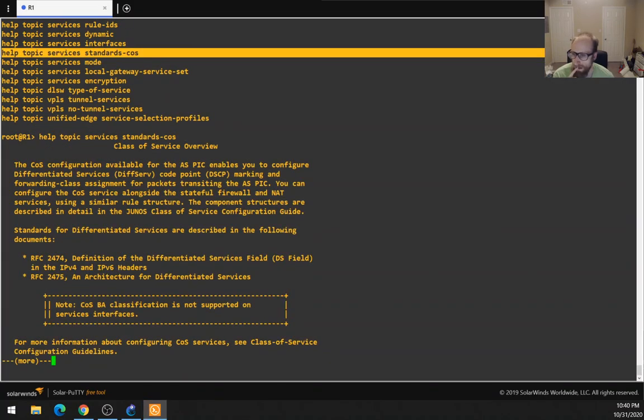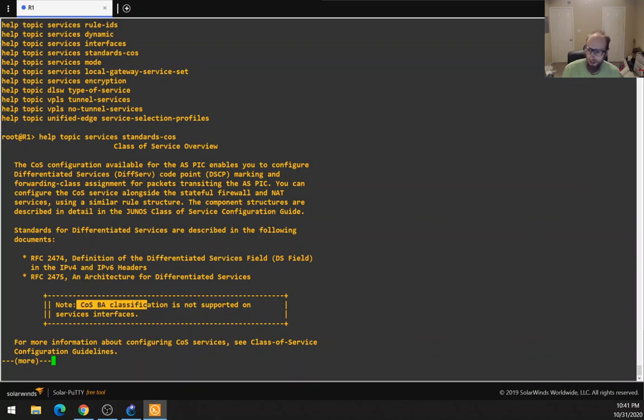Okay, so let's read through the class of service overview. The CoS configuration available for the ASPIC enables you to configure differentiated services, the diffserv code point, DSCP marking, and forwarding class assignment for packets transiting the ASPIC. You can configure the CoS service alongside the stateful firewall and NAT services using a similar rule structure. The component structures are described in detail in the Junos class of service configuration guide. Standards for differentiated services are described in the following documents.